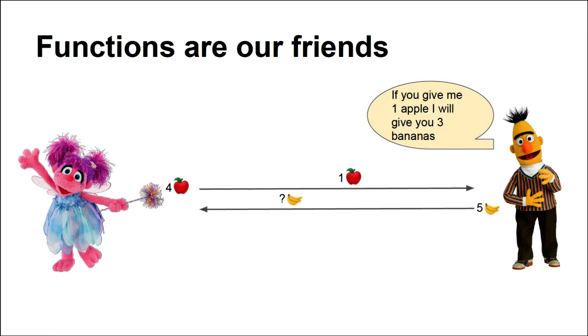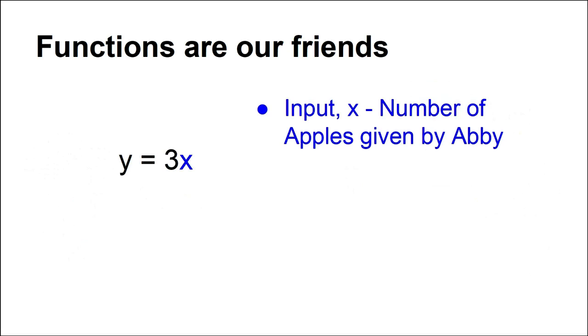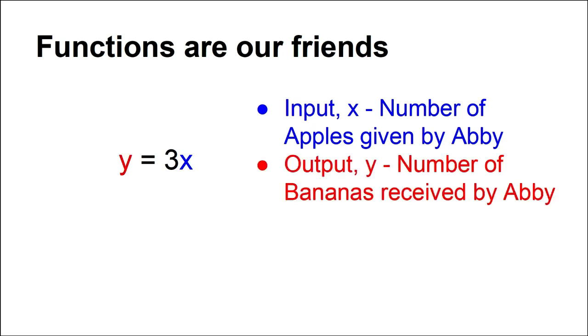So let's say that Bert says that for each apple that Abby gives to him, he will give her 3 bananas. So what's the function here? Basically, a function is a process where you have the x, which is the input of the function, and that yields an output, which is y. So here, x is the number of apples that Abby will give Bert, and y is the number of bananas that she will get back.